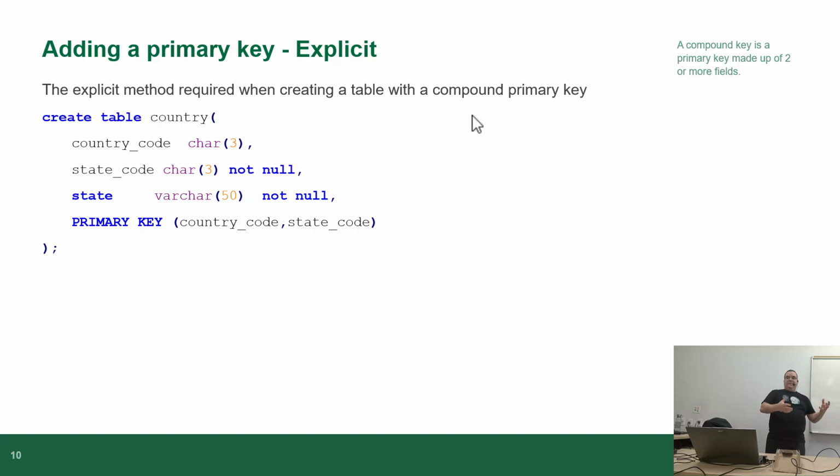So, for example, if we did country code CAN, and then the state code was ONT, that's unique. Then you did CAN PEI, that's also unique. But I couldn't put in CAN ONT a second time because that combination is not unique. So that's what the compound key will do.